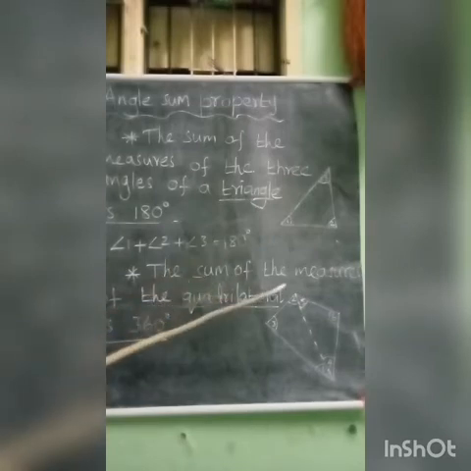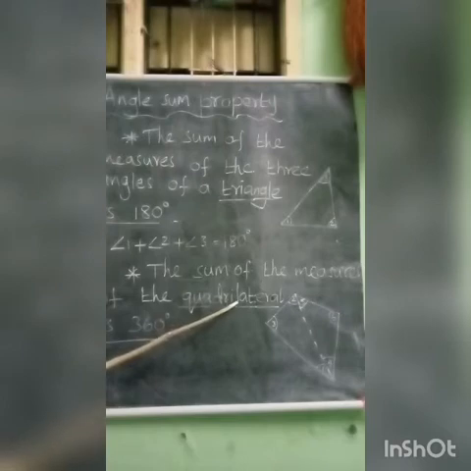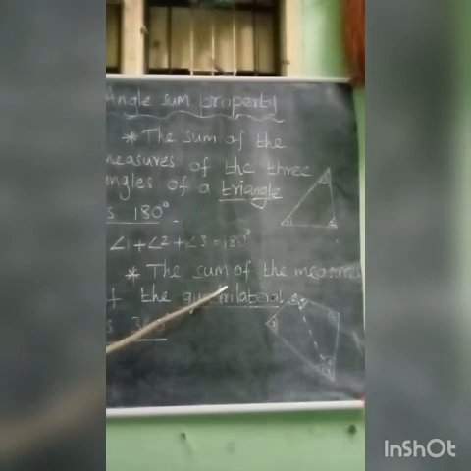Then the sum of the angles of a quadrilateral is 360 degrees. A quadrilateral has 4 sides and 4 angles. How to say the sum of the angles of a quadrilateral is 360 degrees?